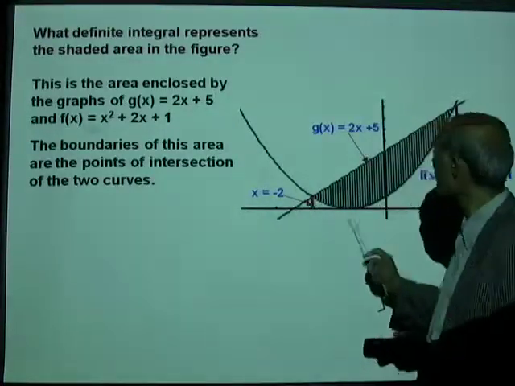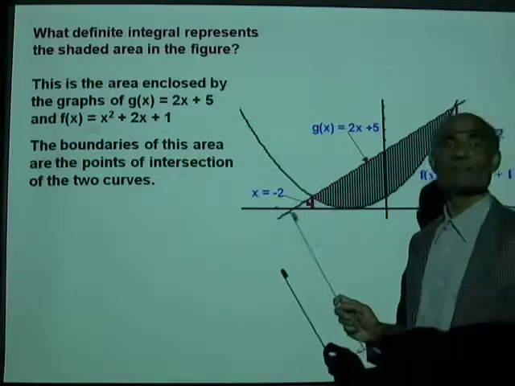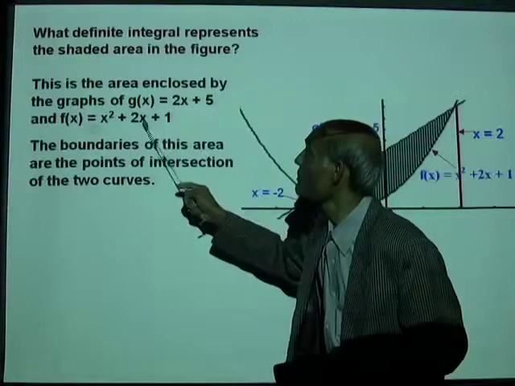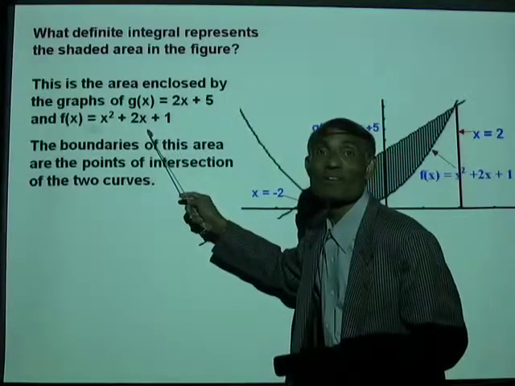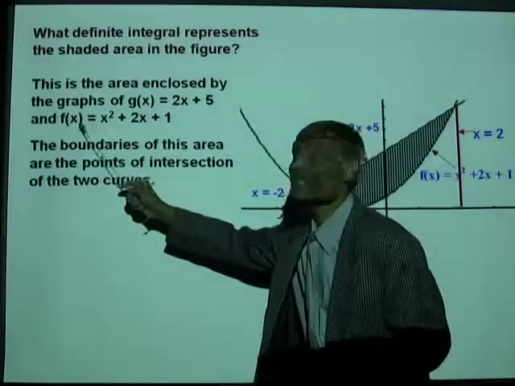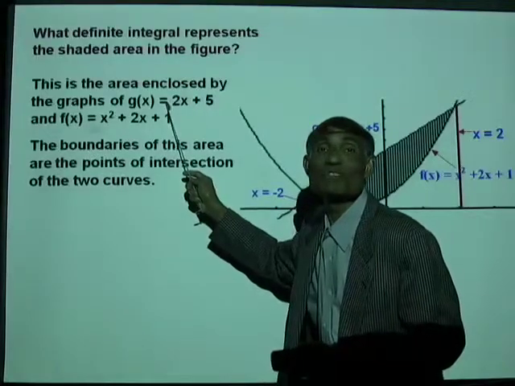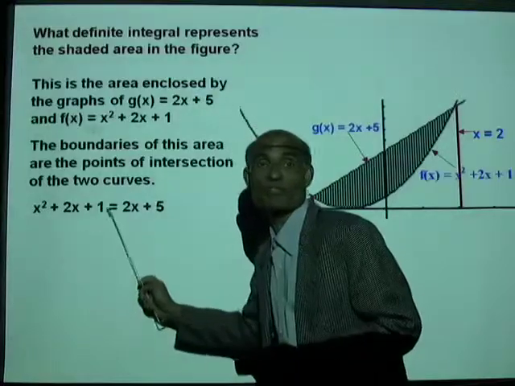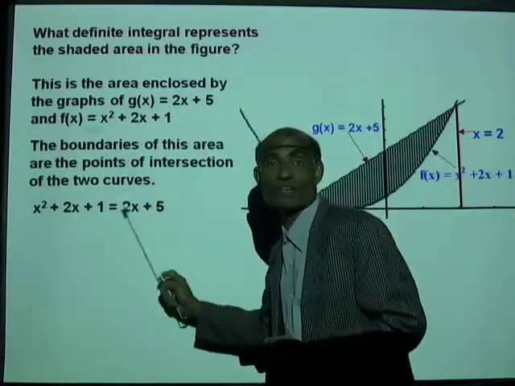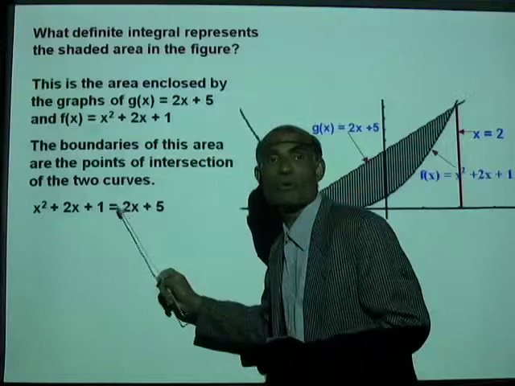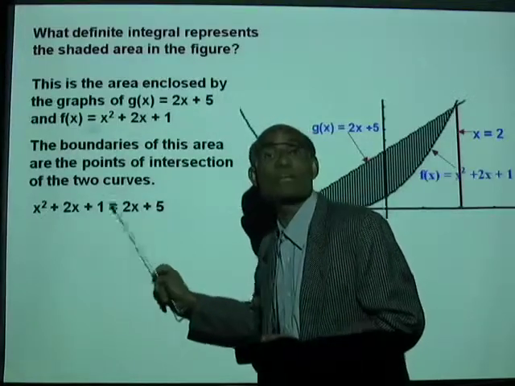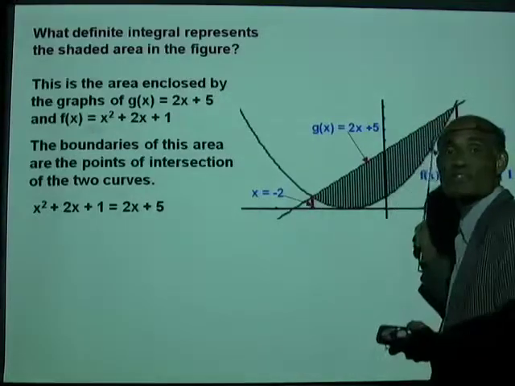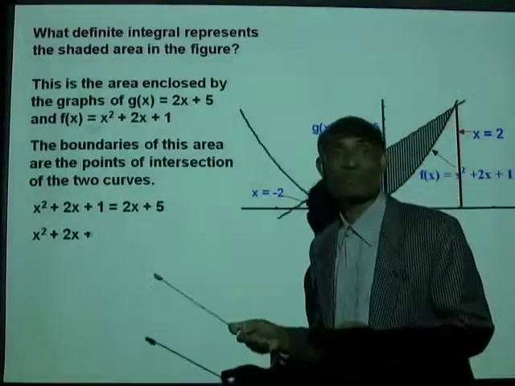Now, how do you find the points of intersection? The point of intersection occurs where these two function values are equal. So all we need to do is set f of x equal to g of x and solve for x. So this is our f of x and this is our g of x. Set them equal to each other. Is that right? Where they intersect, the functions are equal to each other.